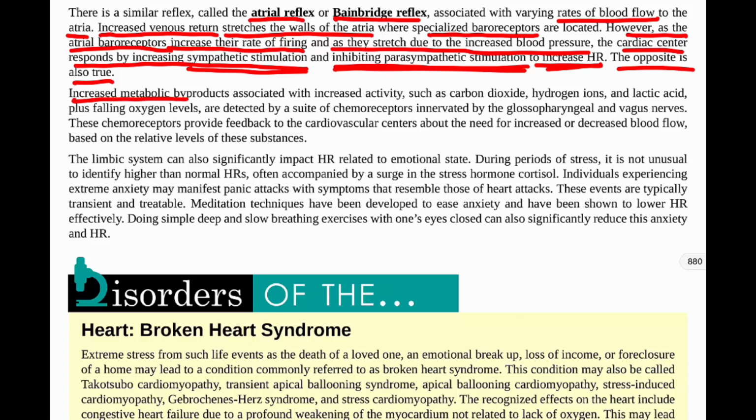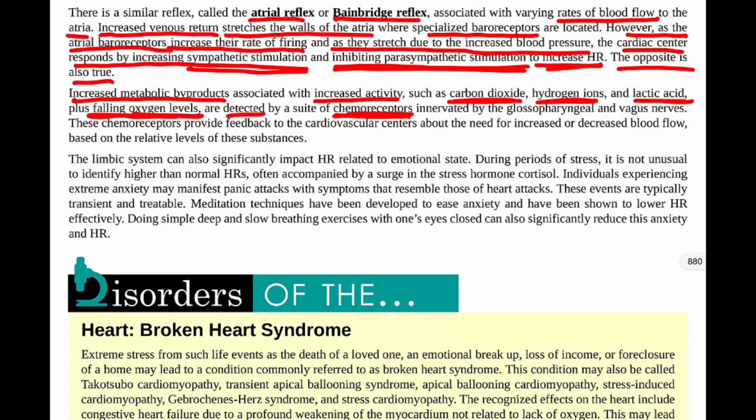Increased metabolic byproducts that are associated with increased activities such as carbon dioxide, hydrogen ions, and lactic acid, plus a falling in the oxygen levels, are then detected also by chemoreceptors. So we've talked about the baroreceptors, the proprioreceptors. Now we're going to talk about the chemoreceptors. So remember, chemo is because of chemical. So our chemical receptors are going to detect things like carbon dioxide in the blood, our hydrogen ions, lactic acid, and our falling oxygen levels.